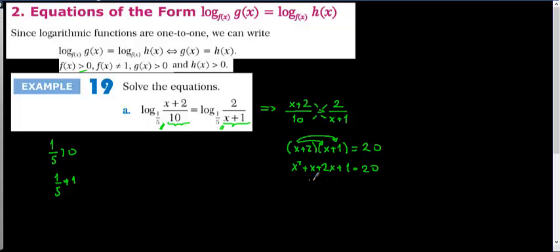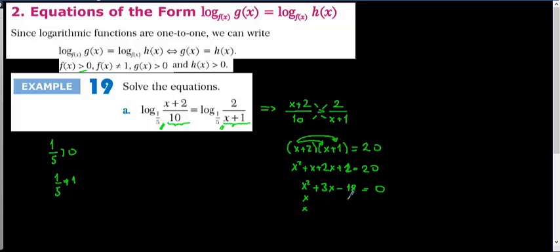20. X squared plus 3x minus 18 is equal to 0, because 2 times 1 is equal to 2, not 1, and 2 minus 20 is minus 18. Okay? X squared plus 3x minus 18 is equal to 0.